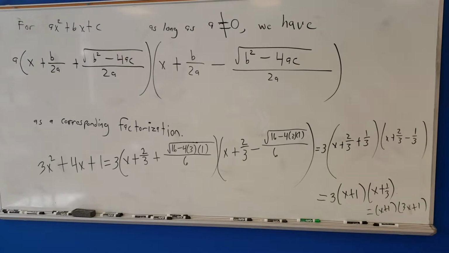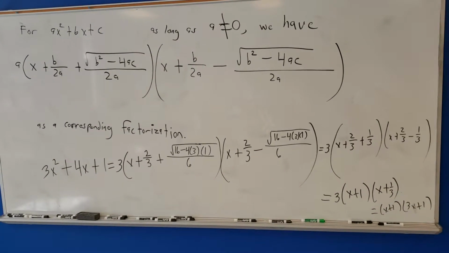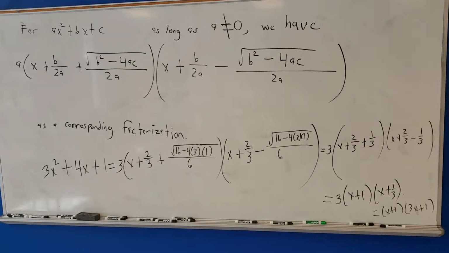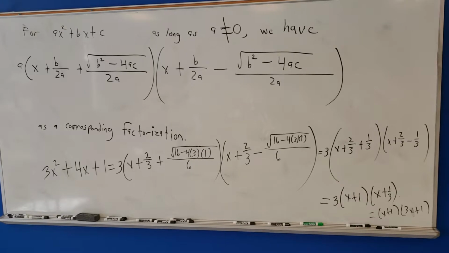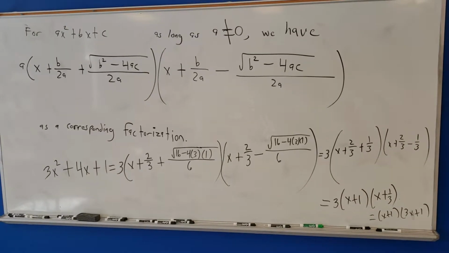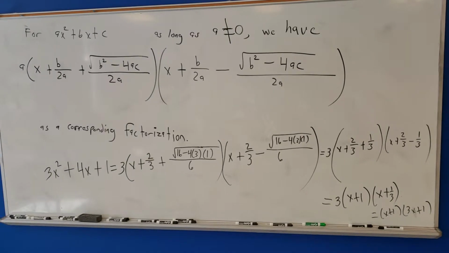over a, and then multiplicative times the next set of parentheses, we take all that and multiply it by the next set of parentheses, which is x plus b over 2a, and times 1 minus that entity, that radical over 2a.